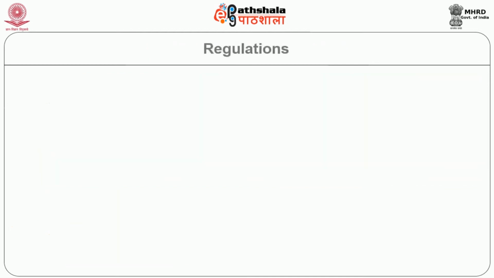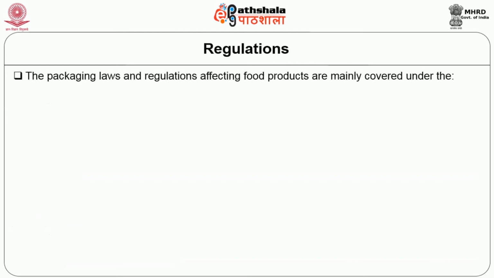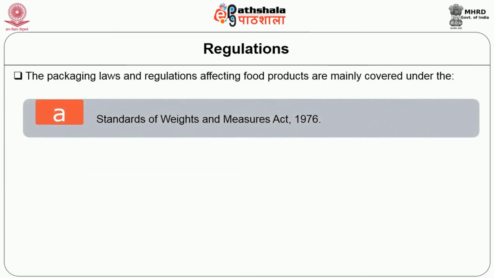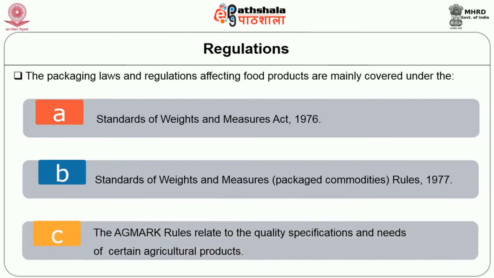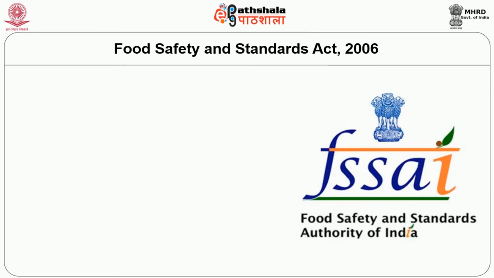Next we will see about regulations. The packaging laws and regulations affecting food products are mainly covered under the Standards of Weights and Measures Act 1976, the Standards of Weights and Measures Rules 1977, and the AGMARK rules related to the quality specification and needs of certain agricultural products. Another important one is the Food Safety and Standards Act 2006.